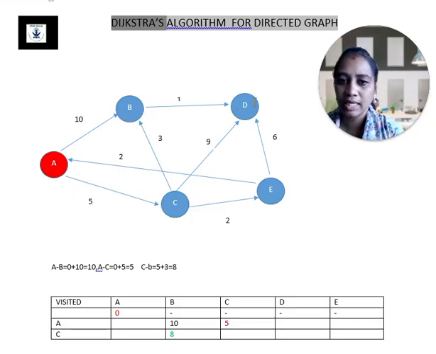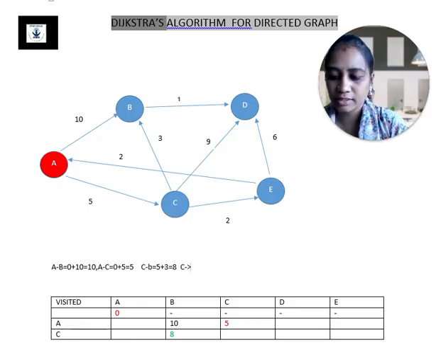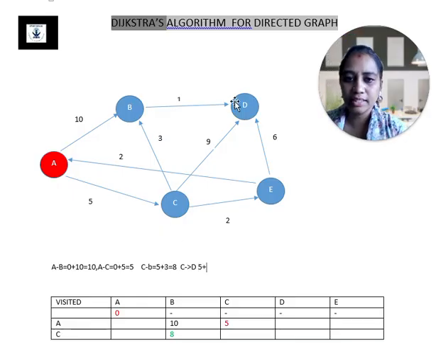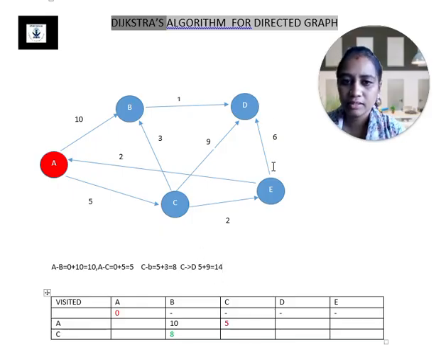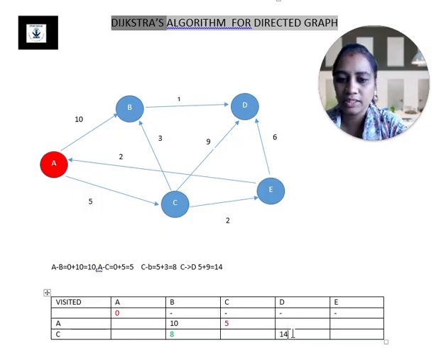Now C to D I have to consider. What is the cost of moving from C to D? C is again 5. So calculate C to D: C is 5 plus D, which is 9. 5 plus 9 is 14. So what do we have to update? This D we are moving, so D is updated to 14.